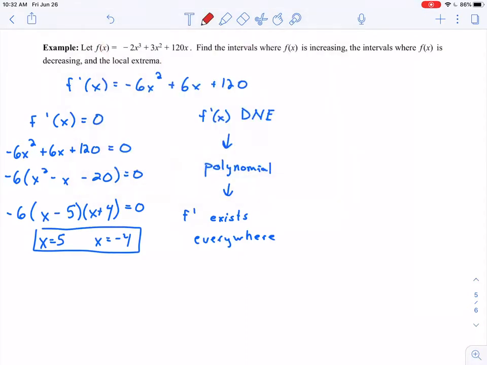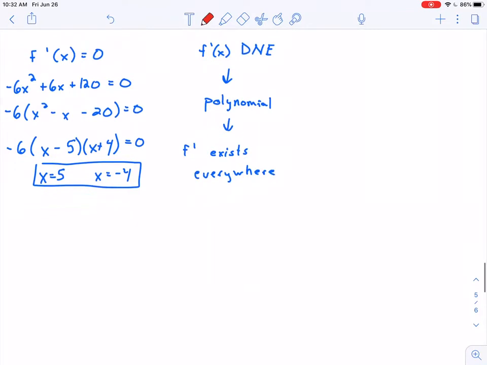Next, I want to construct my number line. So I'm going to construct a number line for f prime. I've got two critical numbers. I've got negative 4 and positive 5. And just as we've done in most of the problems here today, I'm going to take a number in each one of these intervals and plug them into my derivative.